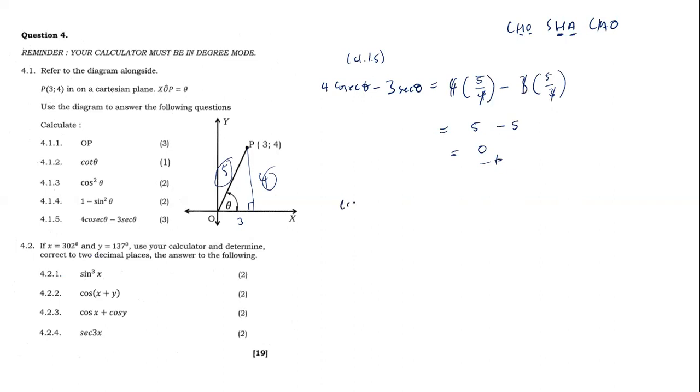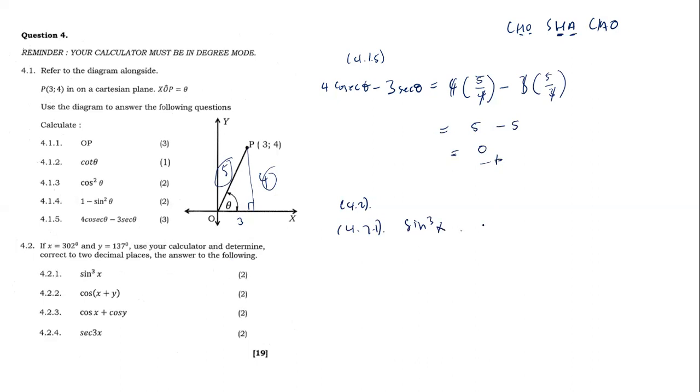Now let us do 4.2. Now 4.2, it says that if x is equal to 302 degrees and y is equal to 137 degrees, use a calculator and determine to two decimal places the answer to the following. 4.2.1, we want to determine sine 3x, right?